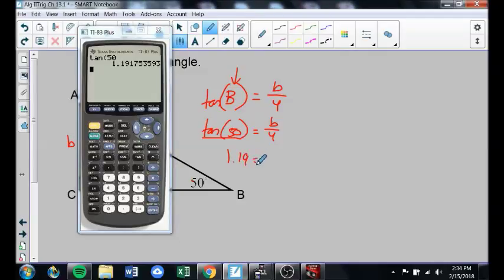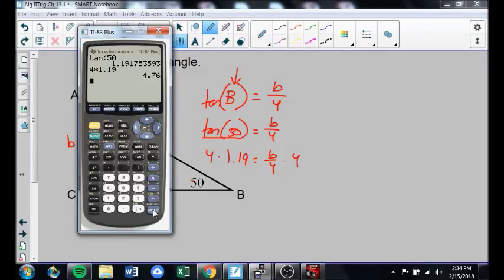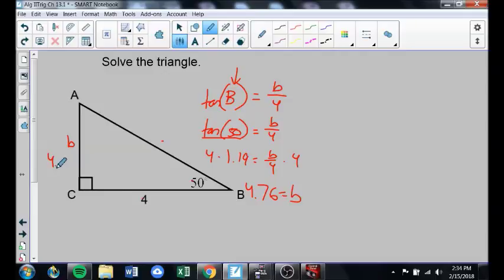So 1.19 equals b over 4. To solve this for b, I multiply both sides by 4. 4 times 1.19 is 4.76. Side length b over here is 4.76 units.